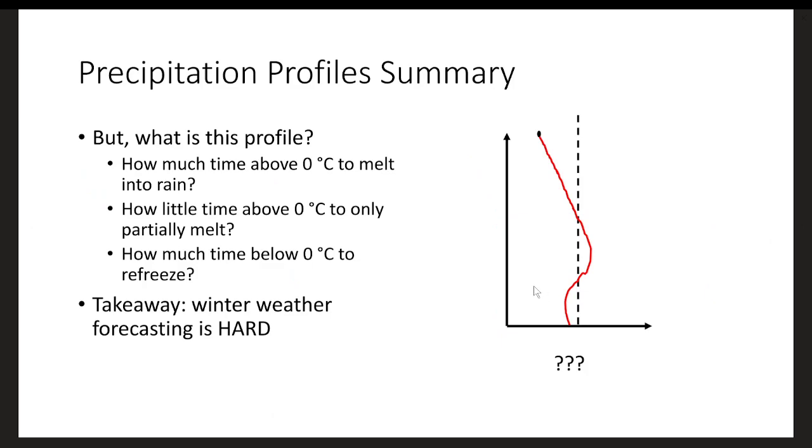What's this profile? If I was forecasting this, I would say, well, first of all, they didn't put a temperature line or any values for the atmospheric level. So that's a problem. But what is that profile? Maybe sleet to freezing rainish. I don't know, like a mixture, graupel. Yeah, I don't know. Takeaway: winter weather forecasting is hard.